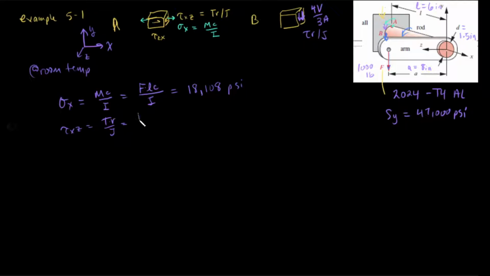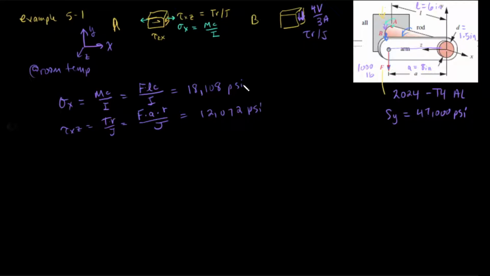If we calculate our shear stress, tau xz is the applied torque times the radius over J. In this case, it's the force times the distance A, that's our applied torque from this arm, times R over J. If we plug those values in, we get 12,072 psi.